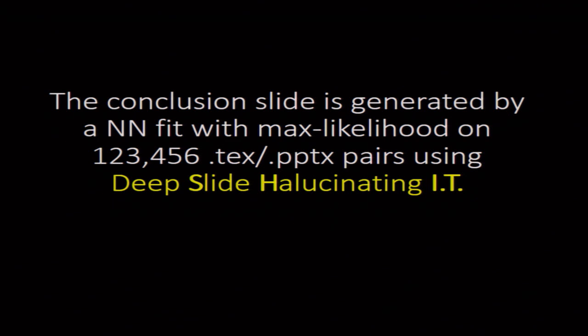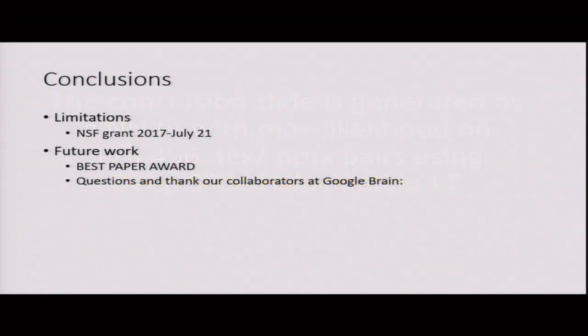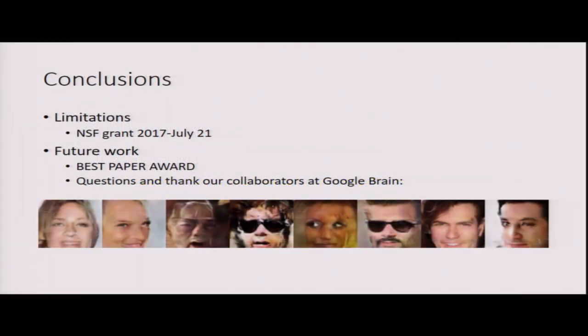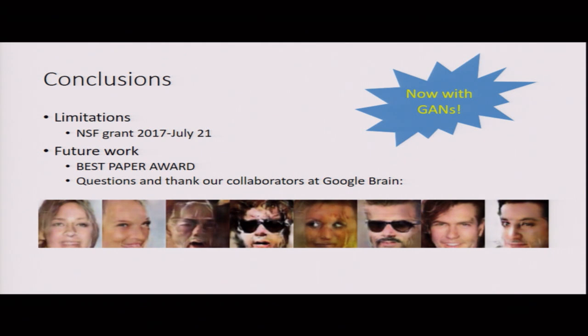And the conclusion slide we made with a new technology which generates slides. We call it Deep Slide Hallucinating IT. It now has GANs. It's pretty cool. It's not bad. If you're willing to use the old technology, you can end up with high quality stuff like this. That's it.